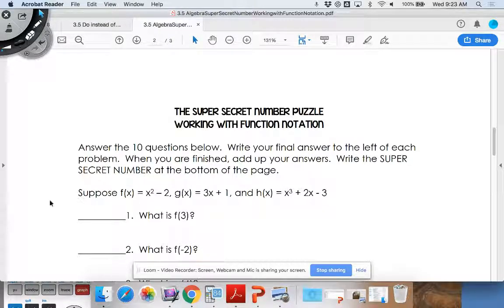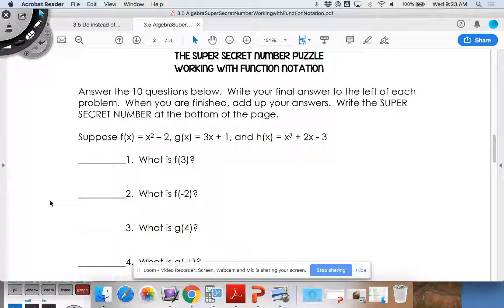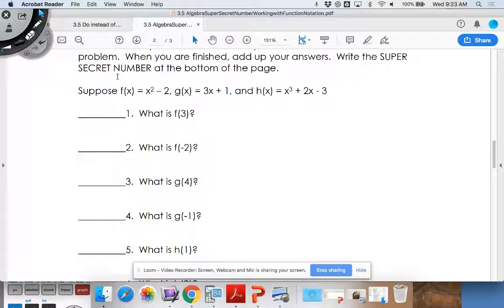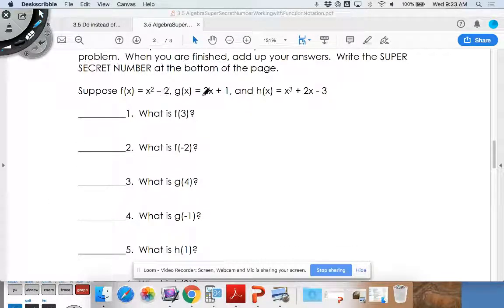So on this little assignment, there's 10 questions. Basically, I just need you to see that up here, they gave us 3 separate functions. They gave us f of x, they gave us g of x, and they gave us h of x. Okay? So depending on what letter is in front, that's the function that we're going to use.